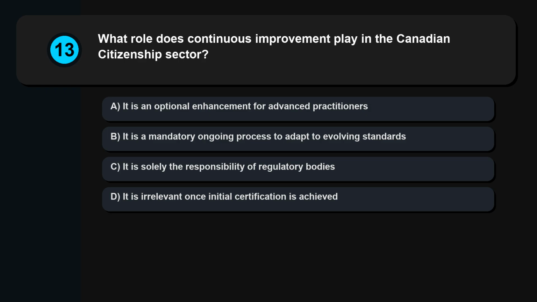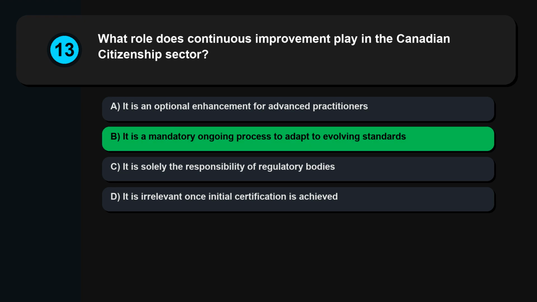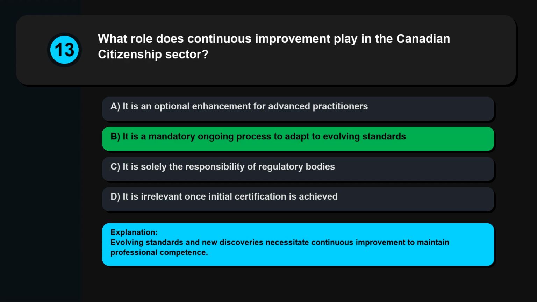Question 13. What role does continuous improvement play in the Canadian citizenship sector? It is an optional enhancement for advanced practitioners. It is a mandatory ongoing process to adapt to evolving standards. It is solely the responsibility of regulatory bodies. It is irrelevant once initial certification is achieved. Evolving standards and new discoveries necessitate continuous improvement to maintain professional competence.